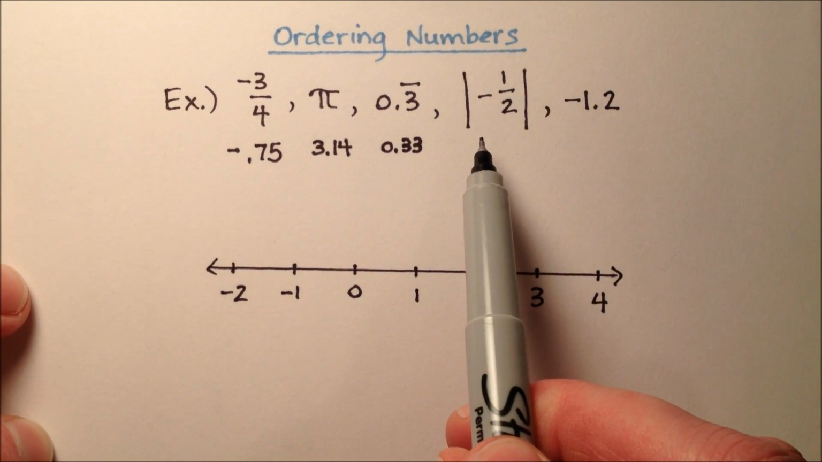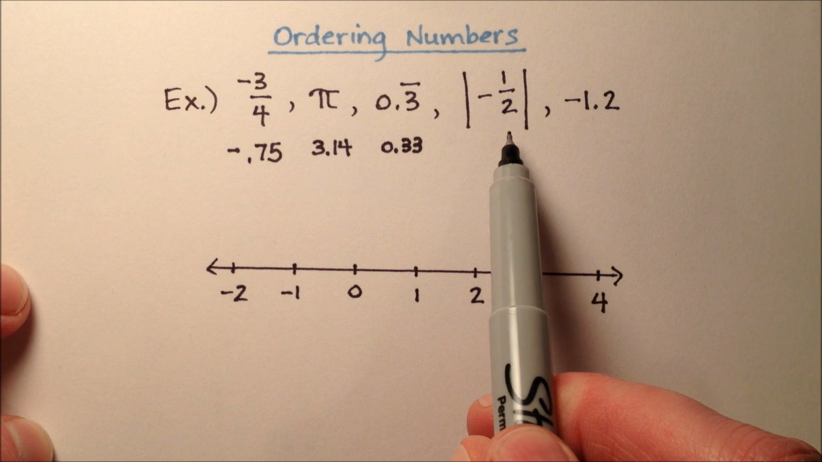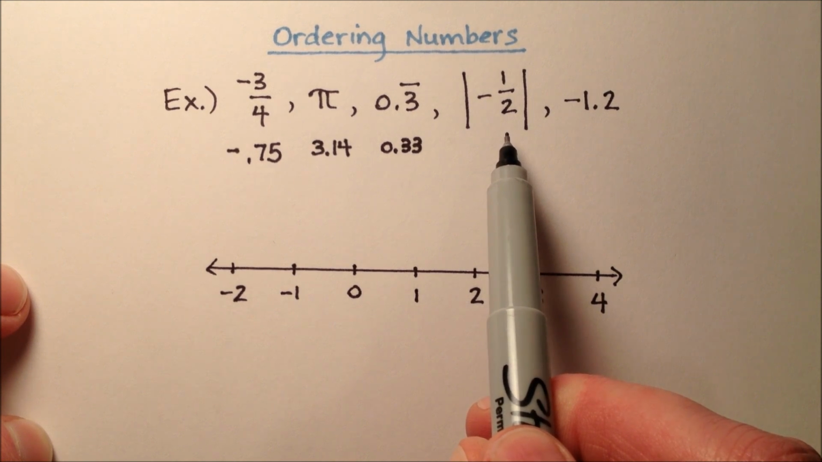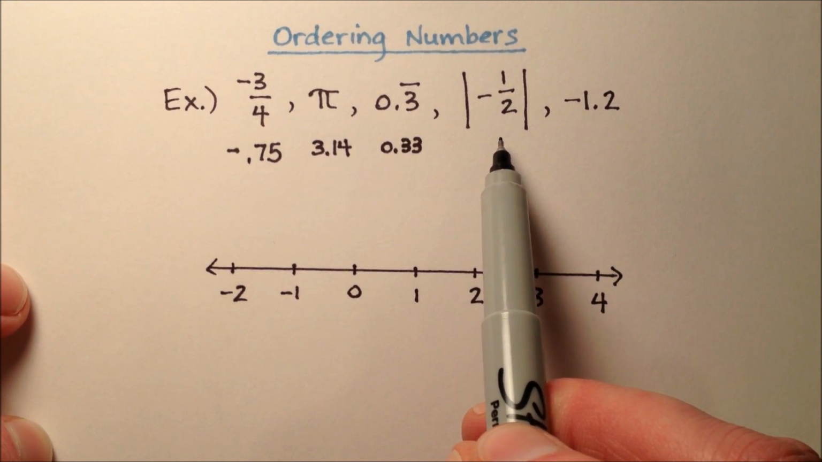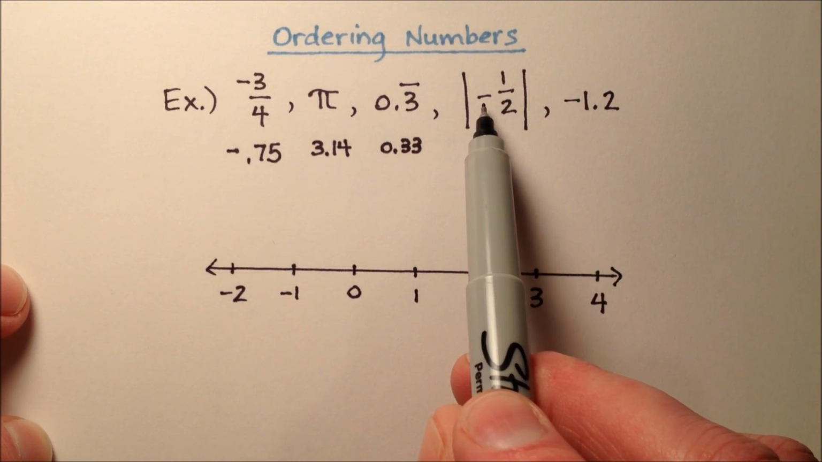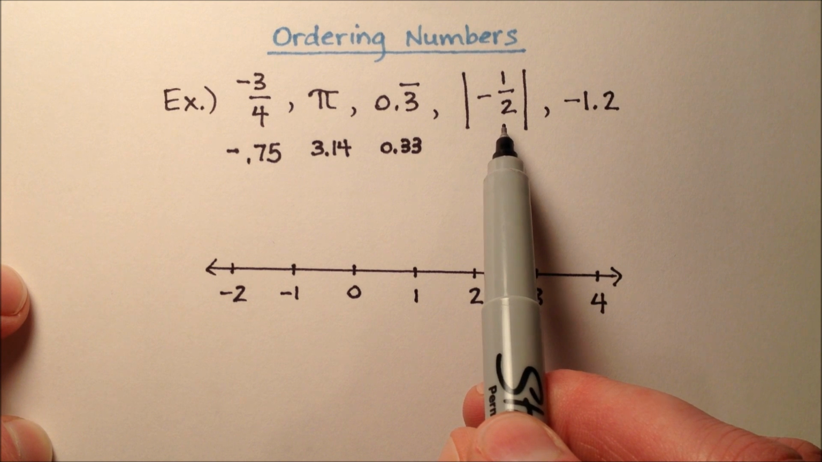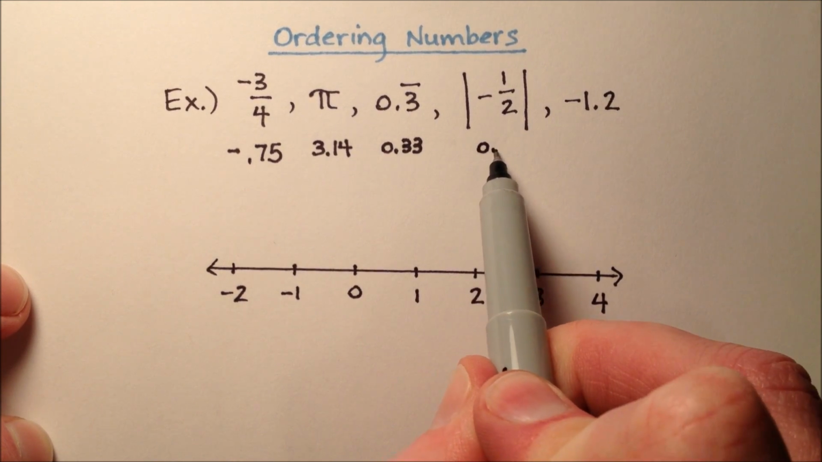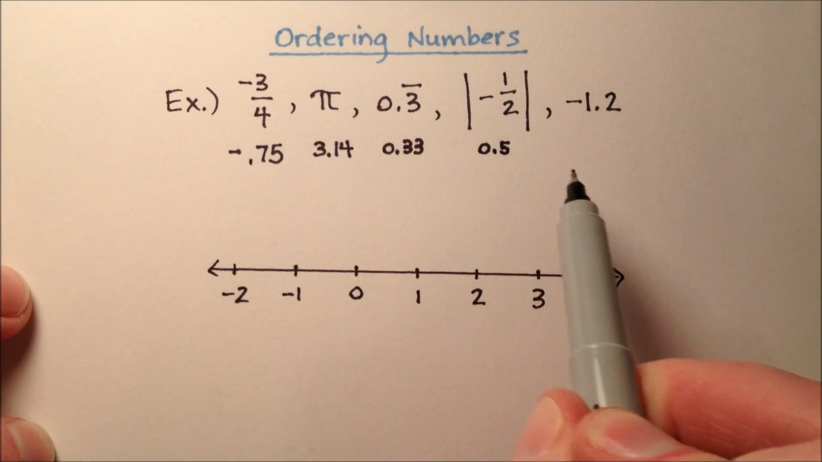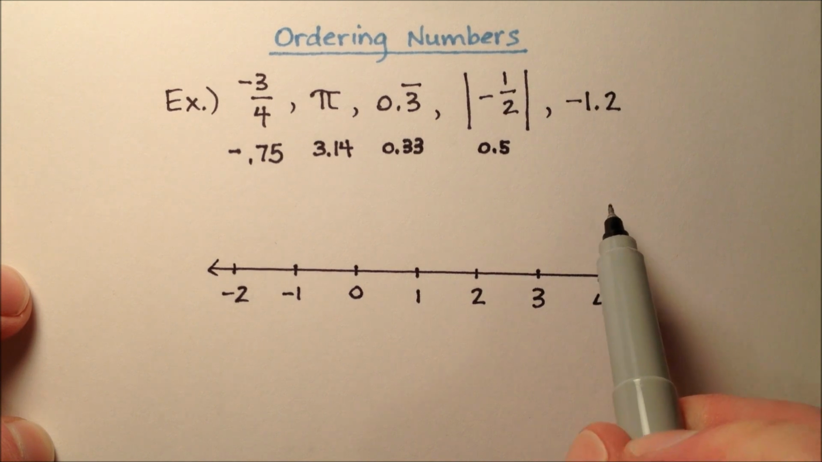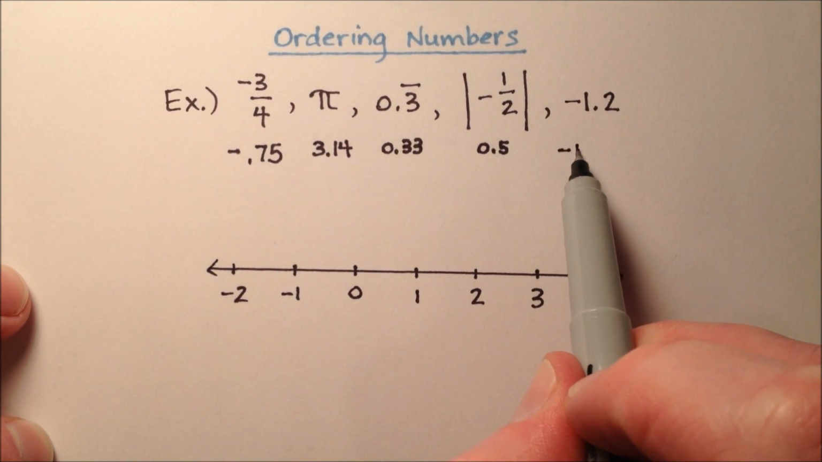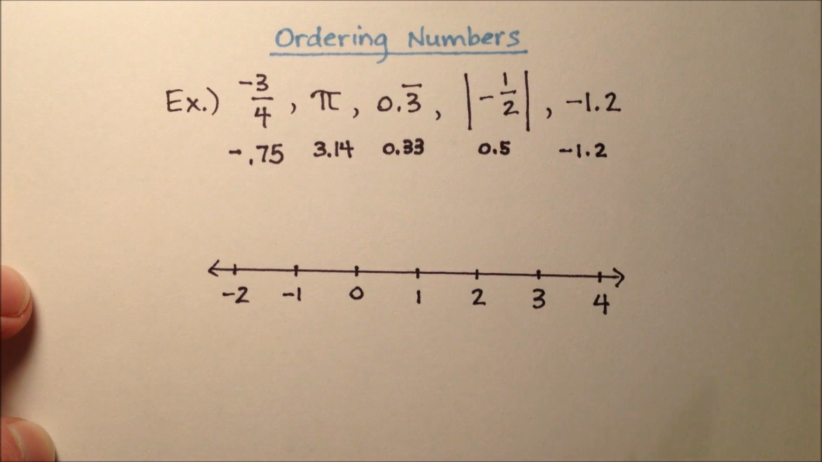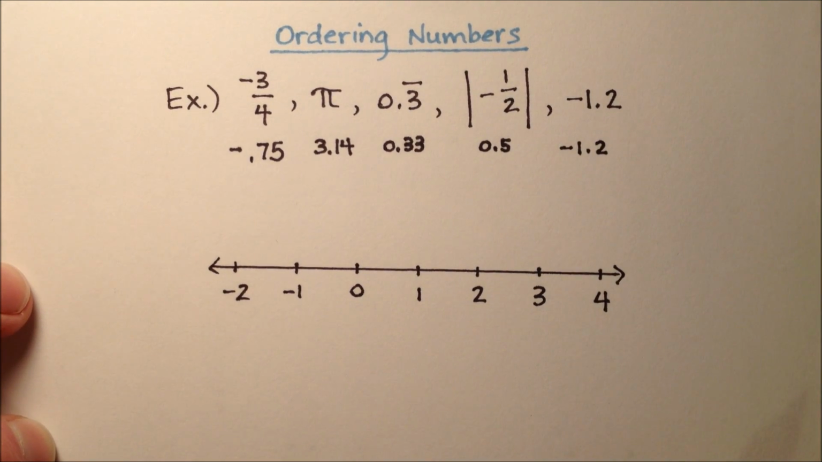The next one is the absolute value of -1/2. Well, recall that the absolute value is the distance a number is from 0 on the number line. Well, how far is -1/2 from 0? Well, it's 1/2 away. And I know that 1/2 is going to be 0.5. So I'm going to just say 0.5. And my final value is -1.2. He's already in decimal form, so I don't need to change him any.